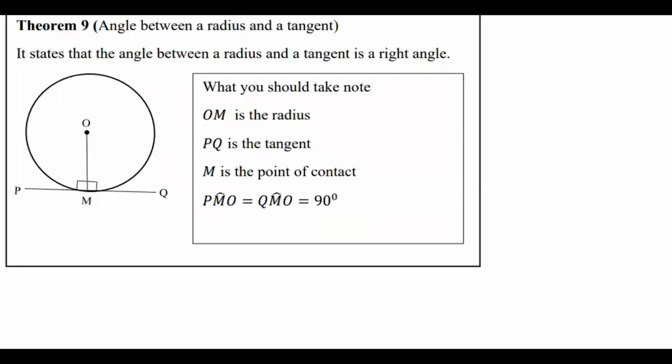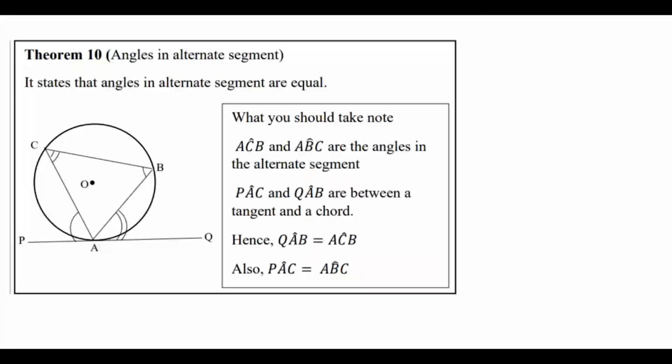So as you can see from this theorem, what I want you to take away with you is that these two angles are right angles, and it will always be 90 degrees. So anytime you see a radius and a tangent, the angle between them will be a right angle, which is 90 degrees.